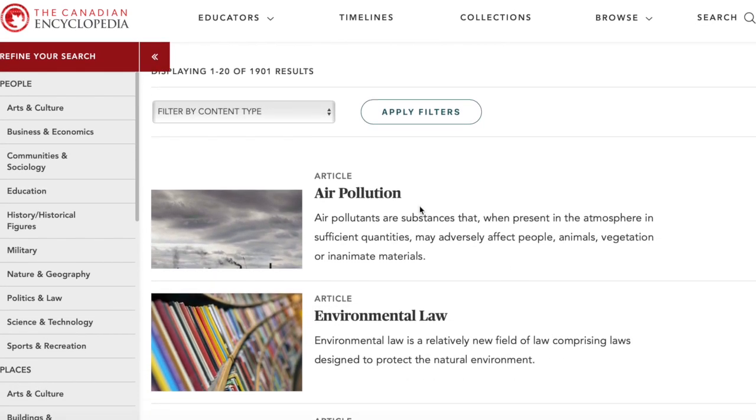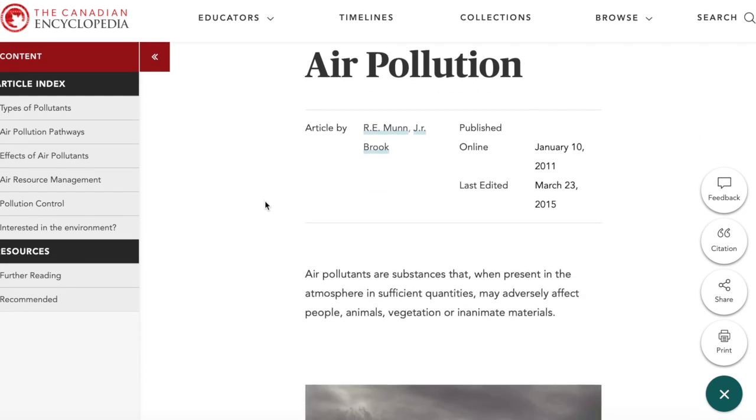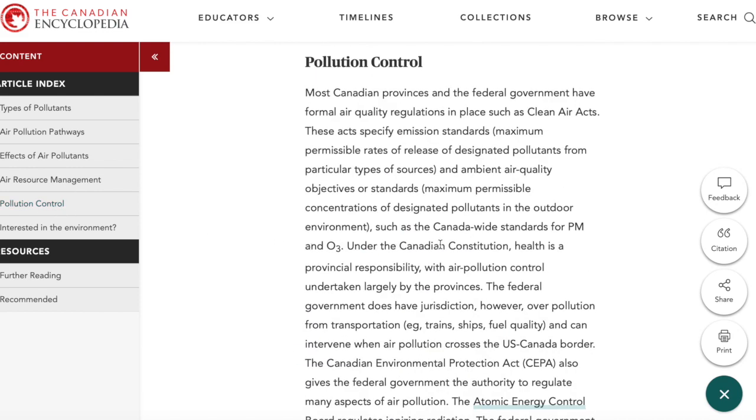There are quite a few articles. We're just going to pick one. As you can see, it does background information. All of the topics are broken down on the side here. And if I actually read through it, I'll find it talks about the topic in relation to Canada.